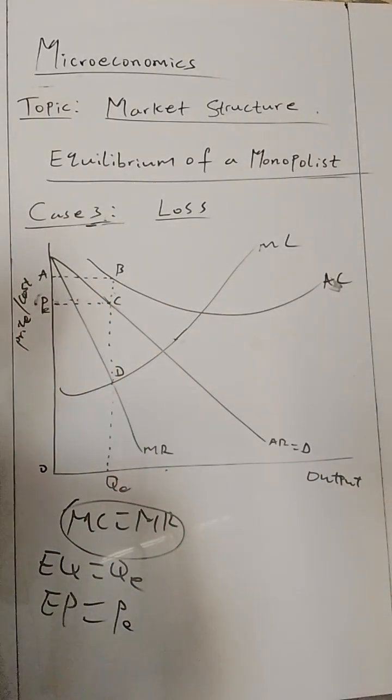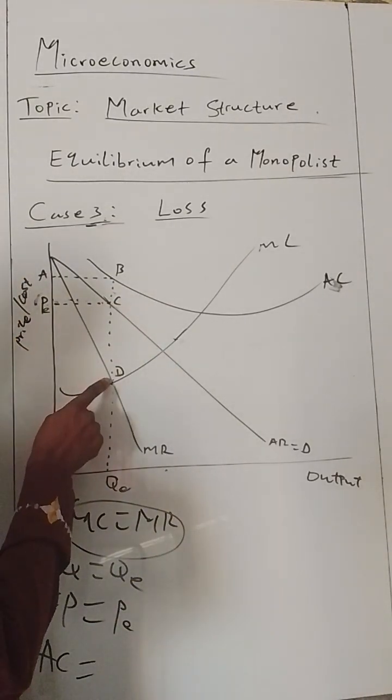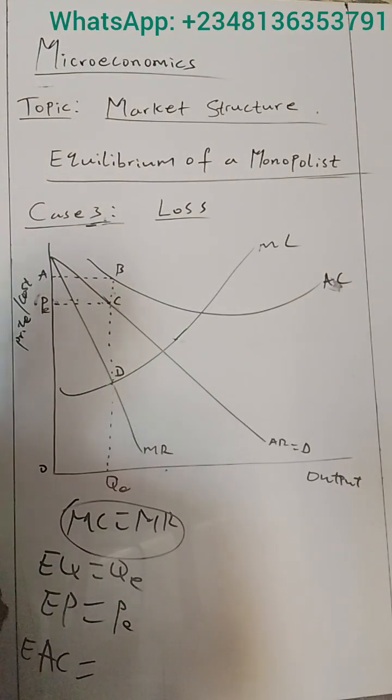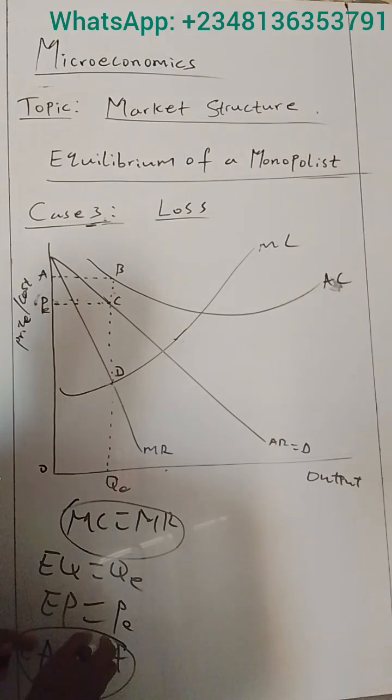Okay. Now, what of average cost at that level? How do we determine the average cost at that level? Call it the equilibrium average cost. From the equilibrium point, we continue to trace it until this line touches the AC curve. You can see it touches, and we trace it to this side. So equilibrium average cost is equal to A. So we are going to use these two in addition to these two.